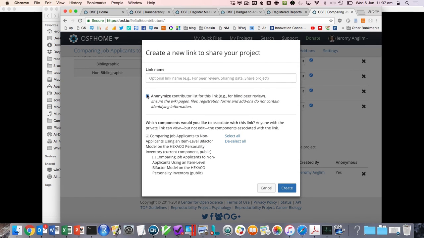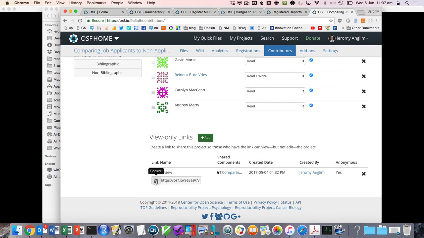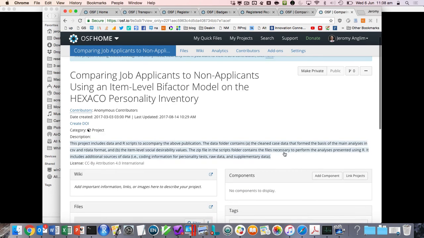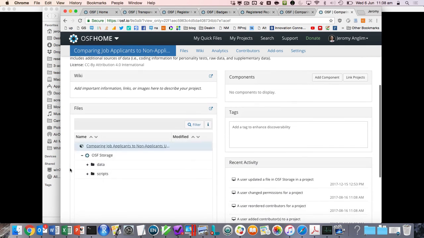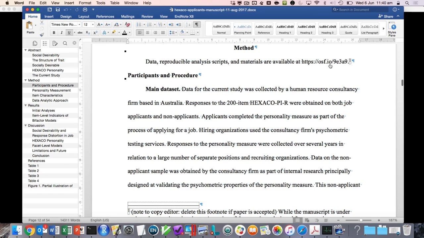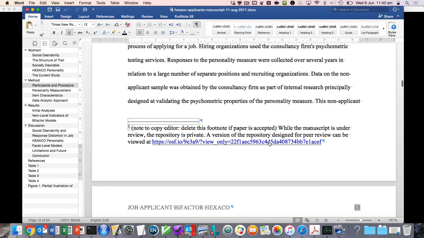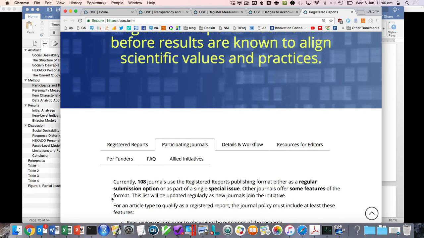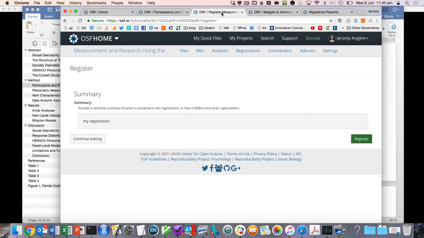So you anonymize it for peer review, create the link, and you can put that link in your paper. You see, that's what it looks like, with anonymous contributors, assuming your names aren't on any of the metadata of your Word documents or PDFs. So you've got the actual link to the repository, which at the time is not working because it's private, and then you have a footnote saying this is the version for peer review, and once it's accepted, you would click make public.